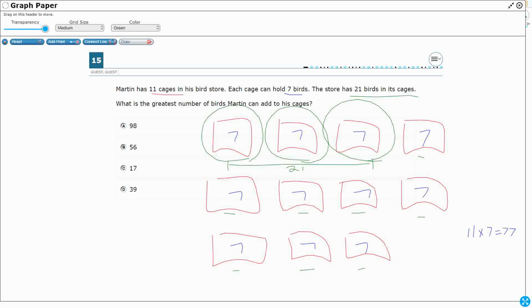So this is what I did. I said, you know what? There are 77 possible birds that I can put in there because I've got 11 cages multiplied by 7. 3 out of those 7 are already used. So if we subtract those, you can do it two ways. You can say, well, 11 minus 3 is going to be 8 groups of 7, or 21 taken away from 77 is going to be 56. But either way, our answer here is B, 56.